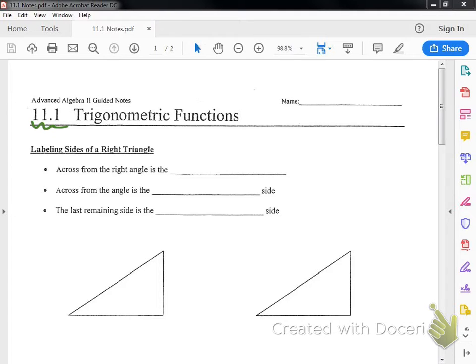All right? Hypotenuse is the first answer. Yes. The first answer is hypotenuse. What's the second one?